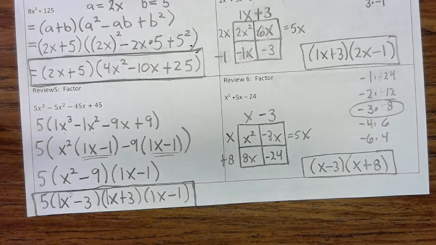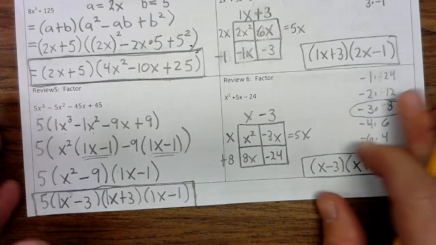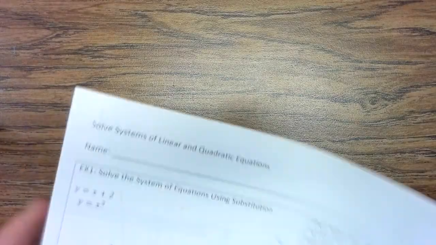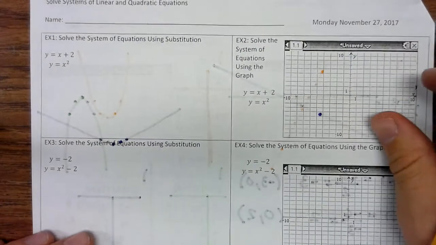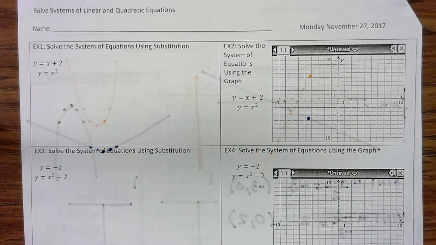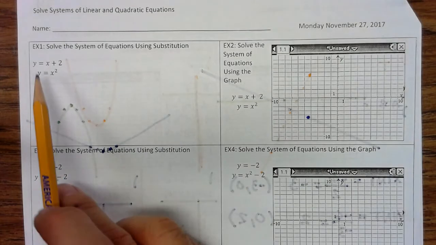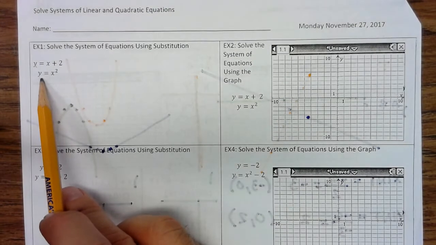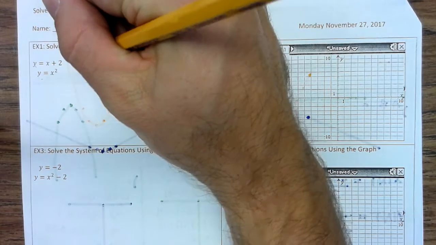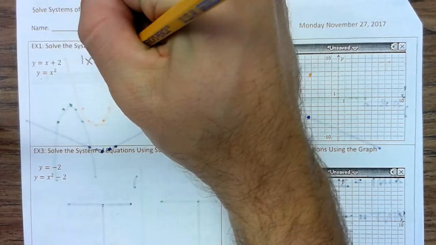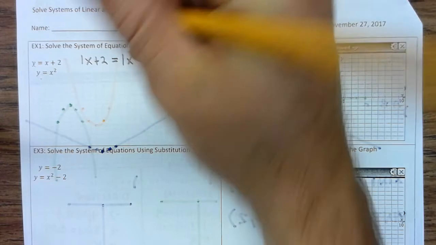All right, now that reviews a lot of the material we did the week before Thanksgiving. So now let's move into the examples. Solve the system using substitution. In substitution, step 1 is solving one of the equations for either x or y. In this case, they're both solved for y. If they're both equal to y, they're equal to each other. So we have 1x plus 2 equals 1x squared.